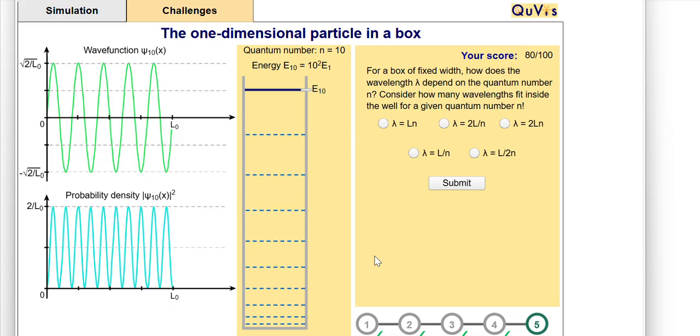So lambda is equal to L over 5. But this is the energy state 10. So how do I get the n inside the term? I must place n somewhere so that 5 lambda equals L for energy level 10. How do I fit the n such that I get 5 lambda equal L? Let me think. You should pause and think as well.